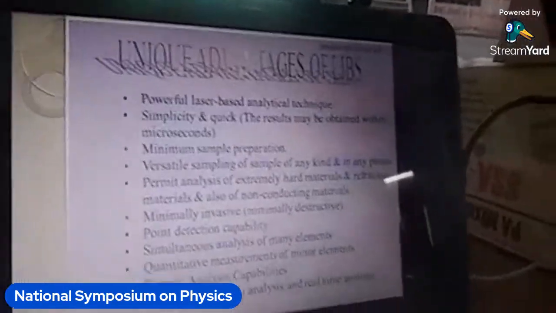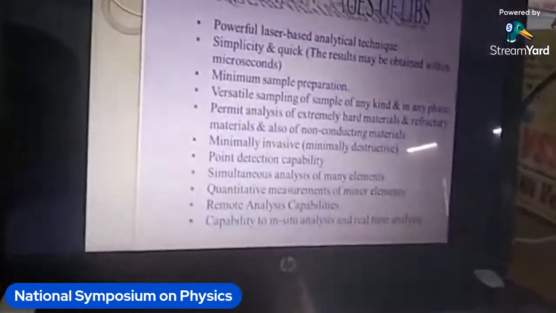The sample is not destroyed. A microgram sample is only evaluated and the sample is intact. So you can say this technique is not destructive. You can reuse the sample after the analysis. Point detection capability.